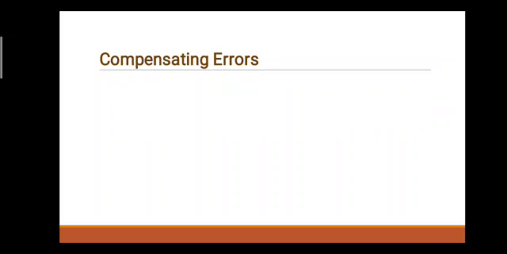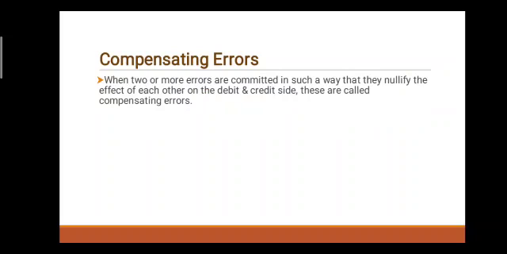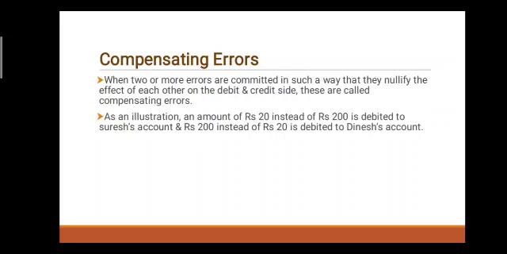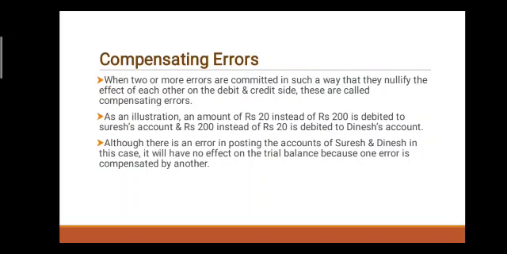Fifth, compensating errors. When two or more errors are committed in such a way that they nullify the effect of each other on the debit and credit side, these are called compensating errors. As an illustration, an amount of rupees 20 instead of rupees 200 is debited to Suresh's account and rupees 200 instead of rupees 20 is debited to Dinesh's account. Although there is an error in posting the accounts of Suresh and Dinesh, in this case it will have no effect on the trial balance because one error is compensated by another.